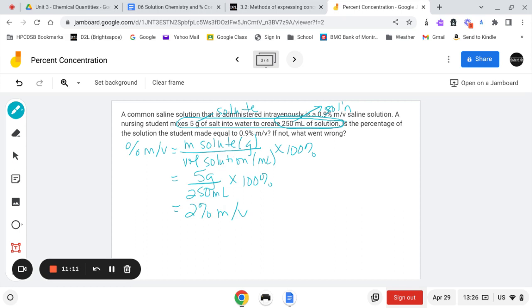And it says, well, what went wrong? Well, I don't know what went wrong. He must not have calculated the right amount of salt. And I can tell, right? We're supposed to have 0.9%, and we have 2, which means that we have too much of the solute. Okay, we have too much of the salt in that solution. So, I don't know what went wrong, but clearly his math wasn't good, and he didn't calculate the proper amount of salt. And we should be adding a little bit less salt or a little bit more water, right? It's one or the other in order to get 0.9%.